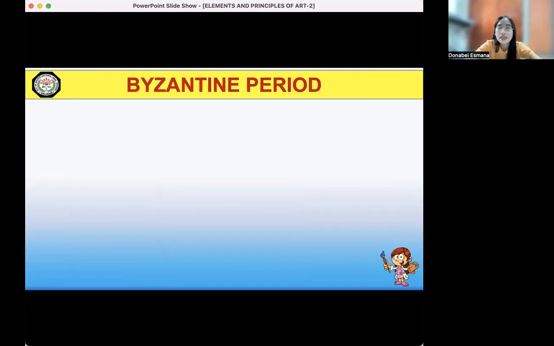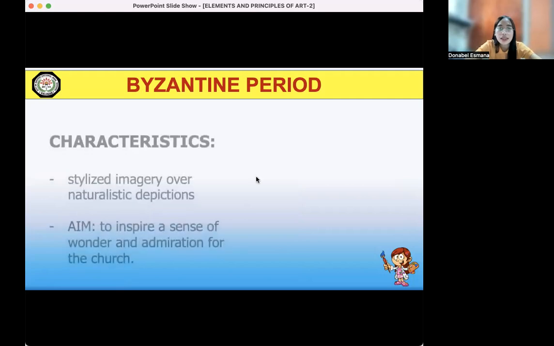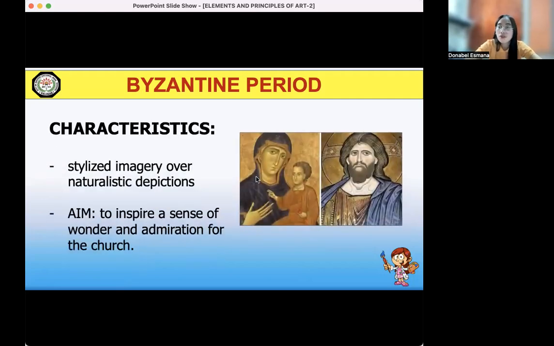Next, we also have Byzantine period. So Byzantine art preferred stylized imagery over naturalistic depiction. So the aim of their art was to inspire a sense of wonder and admiration for the church. So yung mga paintings po nila, lahat po yan ay para sa church, sa simbahan, no? So it depicts a convincing image of reality, presented figures with direct gaze that were meant to spiritually engage the viewer.